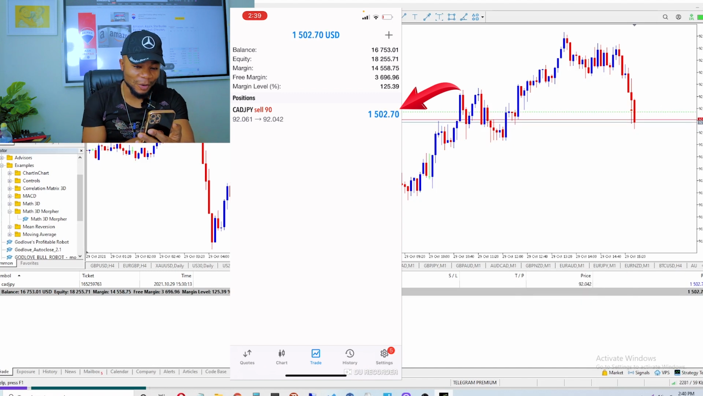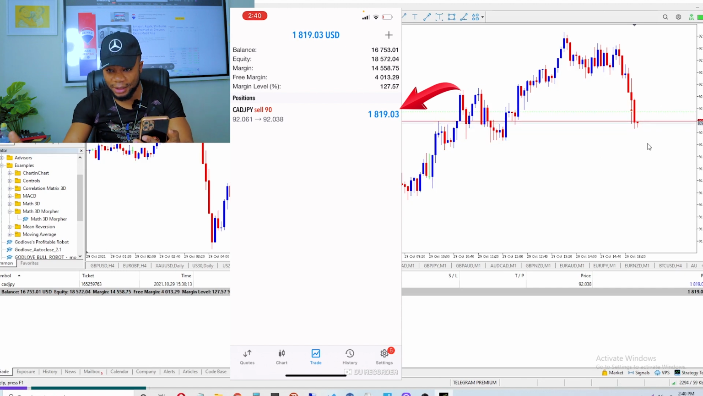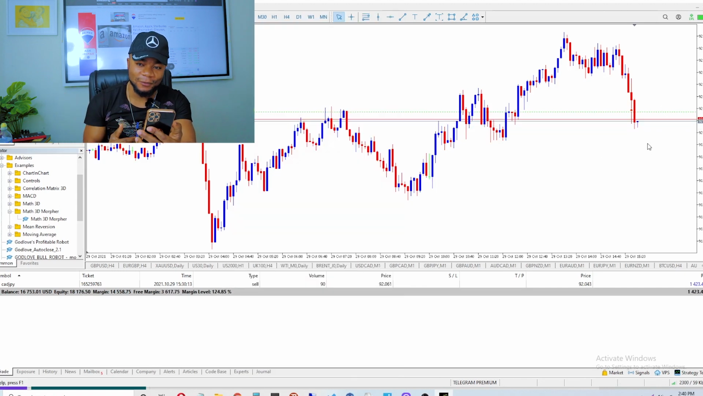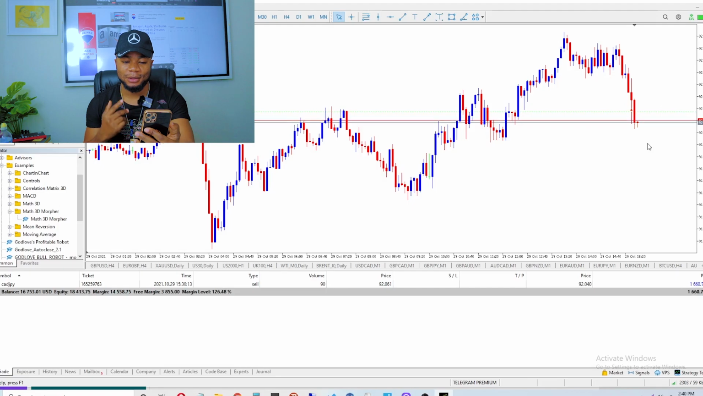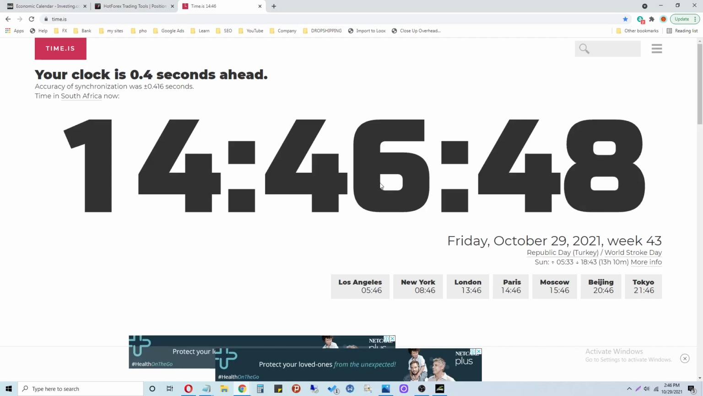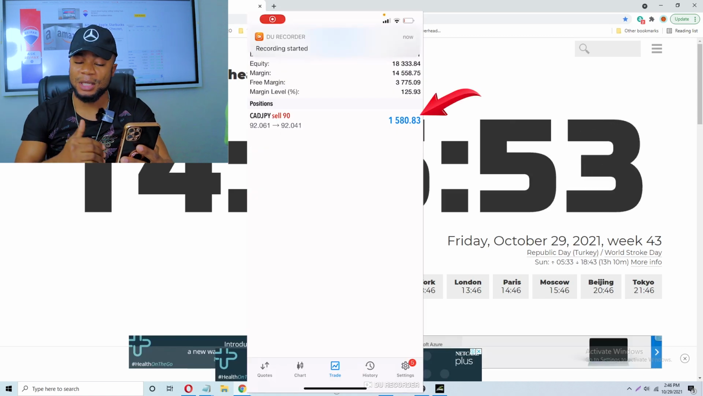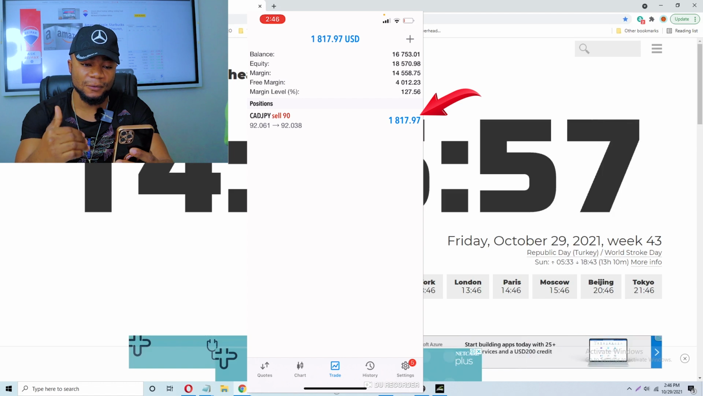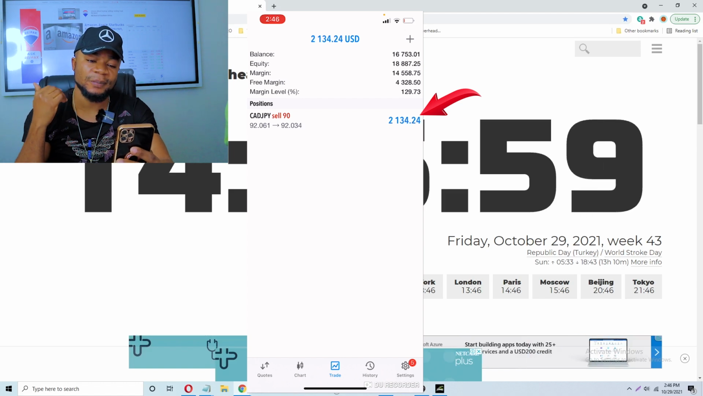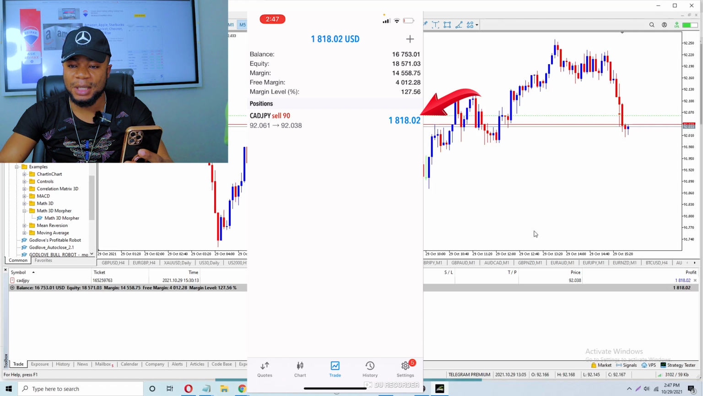Let's just hold on for a couple of minutes to go. You can see on my chart, the market is falling at a rapid rate. But let's see if we're going to be able to hit that target. A few minutes later. Just a couple of minutes to go. You can see on my screen, we're still fluctuating between 2,000 and 1,500. And I'm looking for at least $3,000 on this particular trade. So let's see how far we can go.